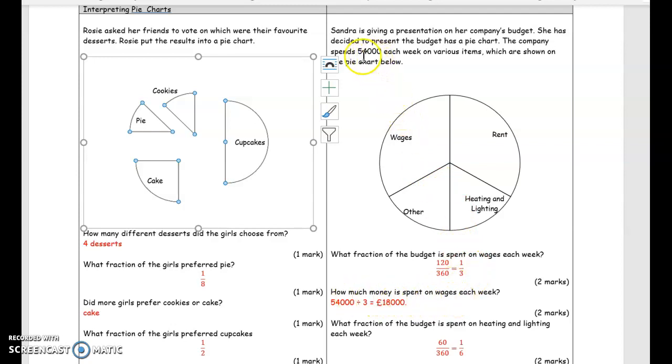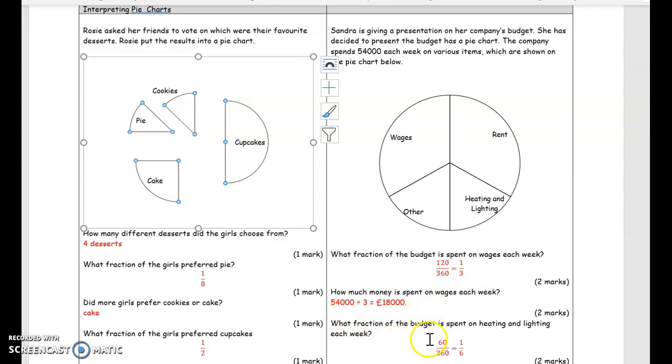How much money is spent on wages? Well, you've got your total here as 54,000, and you need to divide it by 3 because it's a third, yeah? So working out a third is to divide by 3, hence why you end up with 18,000.